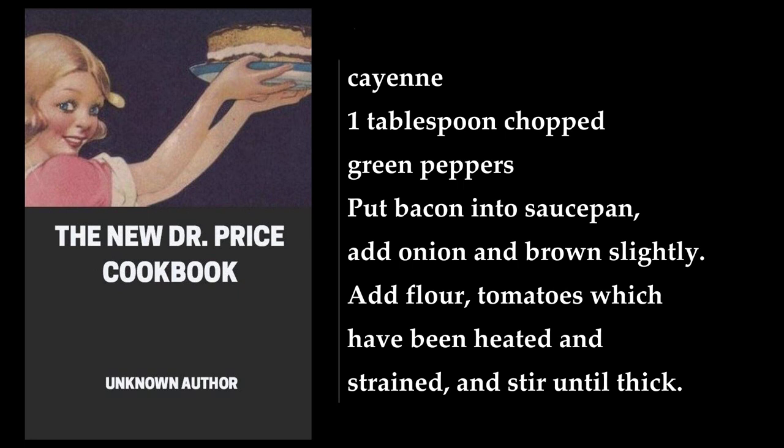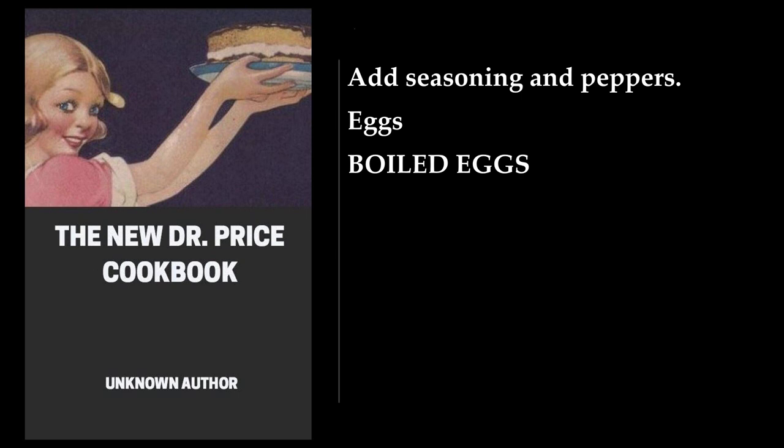Put bacon into saucepan. Add onion and brown slightly. Add flour, tomatoes which have been heated and strained, and stir until thick. Add seasoning and peppers.